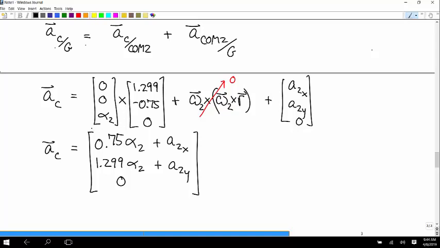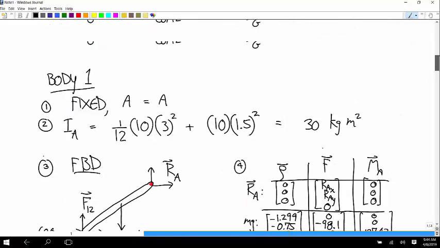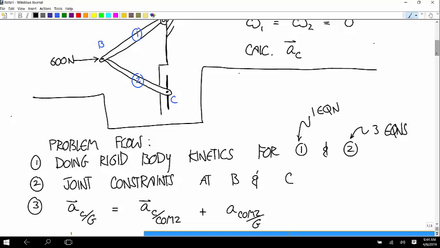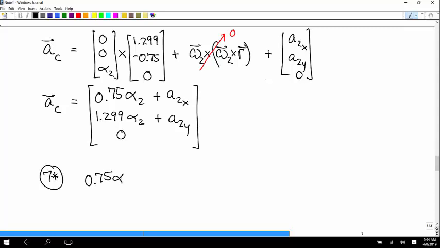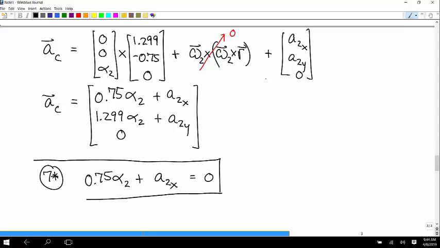Okay, so how do we use this now for a constraint? What's the constraint we want? We want the X component to be equal to 0. So we don't care about that Y component of the acceleration. In fact, that's what we're going to try to calculate in the end. But we want to take the X component that we just calculated and set it equal to 0. So equation 7 star says 0.75 alpha 2 plus A2X is equal to 0. And that's just saying that the acceleration at the point C, X component is equal to 0.